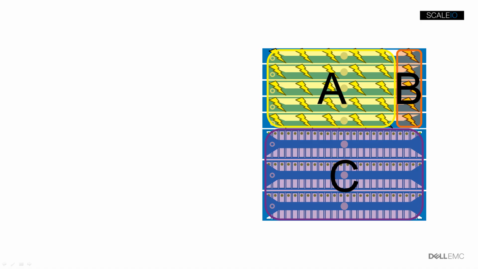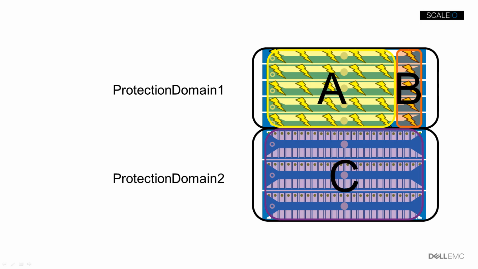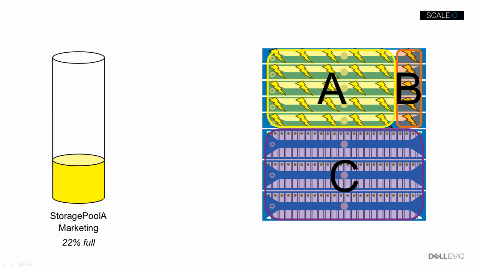Storage pools A and B reside in protection domain 1. This protection domain is made up of all flash nodes. Storage pool C, which we will not modify in this video, resides in protection domain 2. Protection domain 2 is made up of nodes that house spinning media. At the start of this demo, storage pool A will be 22% full, and storage pool B will be 76% full.